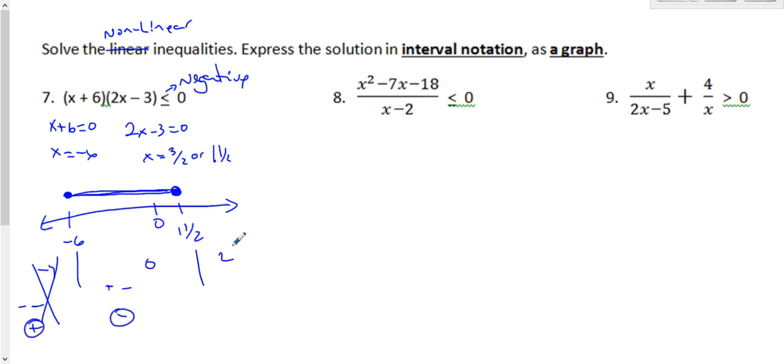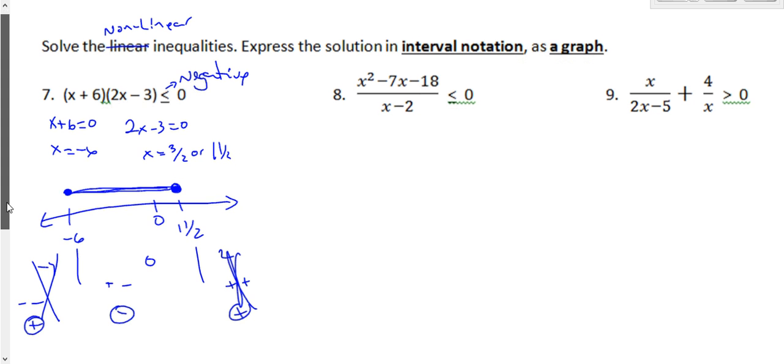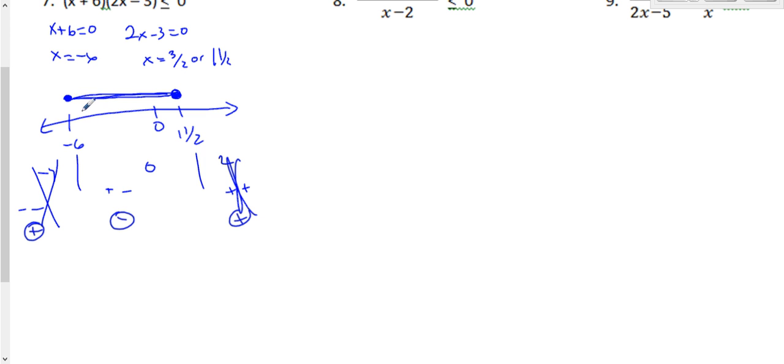And then we test to the right of the 1.5, so we test 2. 2 plus 6 is 8, that's positive. And 2 times 2 minus the 3, that's 4 minus 3, which is positive. Two positives will end with a positive, so we do not want that section for our solutions. So we have our number line. Our interval notation, sorry, is going from -6 to 1.5. These are solid dots, so we are going to use a bracket on both sides.